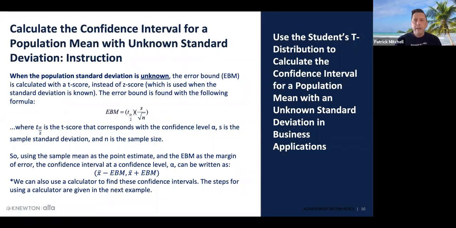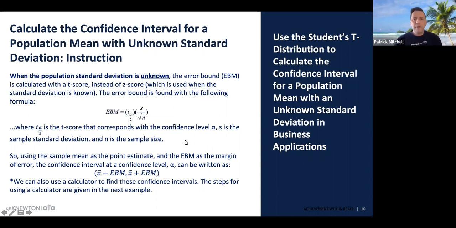When that population standard deviation is unknown, the error bound, EBM, is calculated with a t-score instead of a z-score. The error bound is found with the following formula, which looks very similar to the one we used in the last section. Remember, in the last section, the error bound was z sub alpha over 2 times sigma over the square root of n. So in this case, you're using a t-score instead of a z-score, and you're using s instead of sigma. T sub alpha over 2 is the t-score that corresponds with the confidence level alpha. S is the sample standard deviation, and n is the sample size.